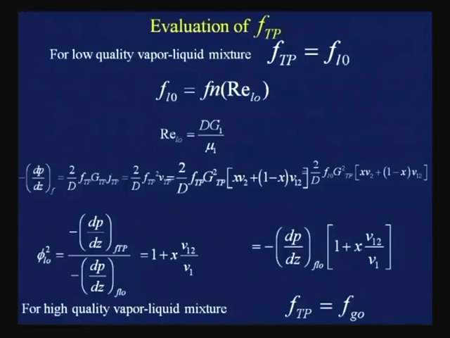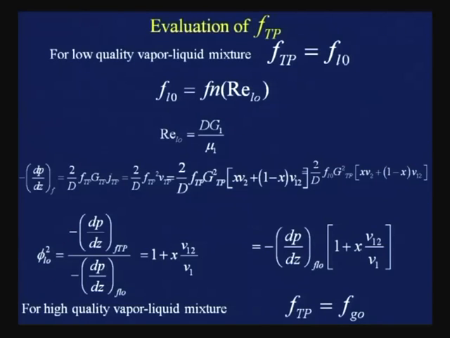Okay. But before that, today I would like to start some discussion on the estimation of FTP, because that is the only bottleneck in this particular expression. Now, what can be the different techniques for deriving FTP? First, suppose it is a low quality vapor liquid mixture. That means vapor is in a very small amount.